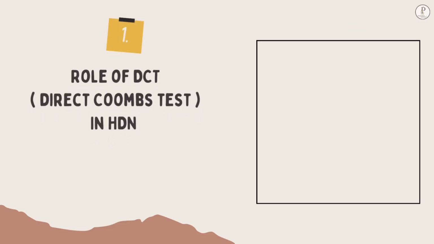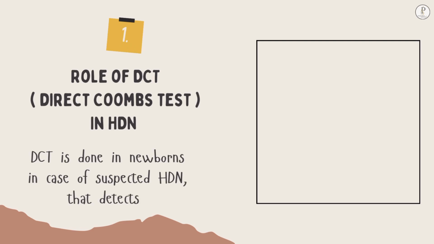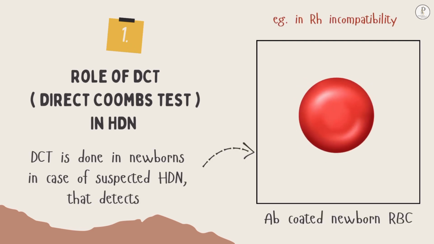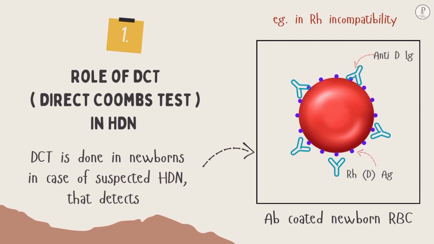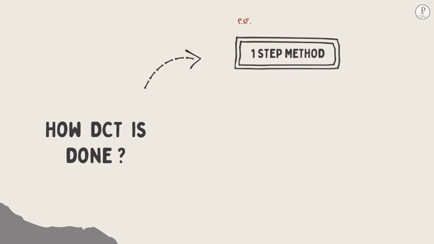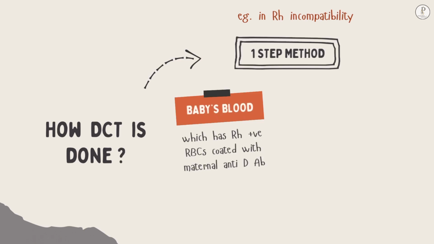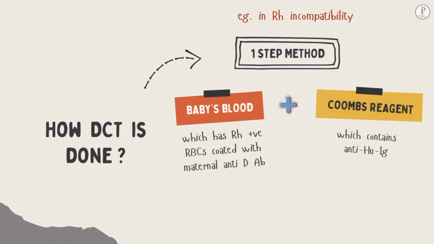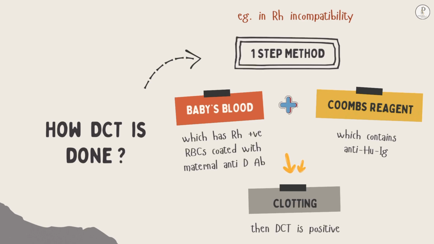Role of DCT in HDN. DCT is done in newborn in case of suspected HDN, which detects antibody-coated newborn RBC. How is DCT done? It is done by one-step method. Take for example RH incompatibility. Baby's blood is taken, which has RH positive RBCs coated with anti-D antibody of mother. It is then mixed with COOMBS reagent containing anti-HUIG. If clumping, then DCT is positive.